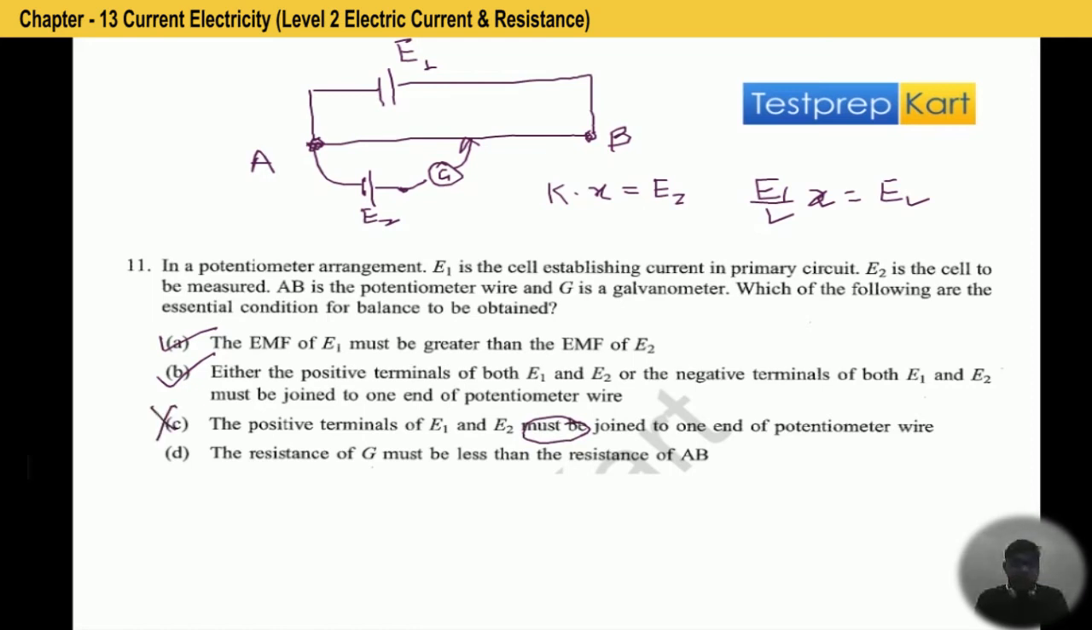Next, the resistance of G must be less than the resistance of AB. There is no condition on the resistance of the galvanometer, because it will maintain a constant potential difference across the terminals of G, so resistance would not matter. So options A and B are correct.